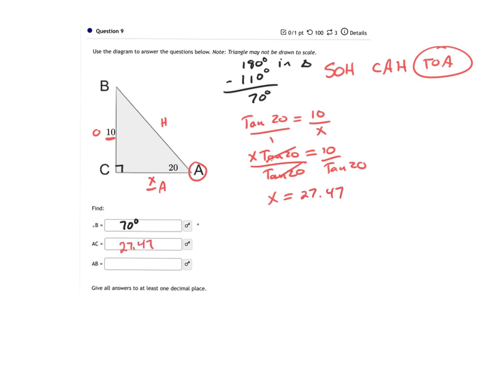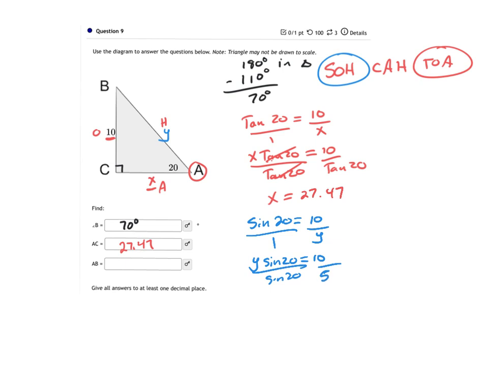Now, to find BA or AB, that's the hypotenuse. So I'm going to call that Y. Well, now I have opposite and hypotenuse. Opposite and hypotenuse is sine. So we have the sine of 20 degrees is equal to the opposite side, which is 10, over the hypotenuse, which is y. Again, put that over 1, and when I cross multiply, I get y times the sine of 20 is equal to 10. Divide by the sine of 20, and we end up with y is equal to 29.24 when that's rounded to the nearest hundredth.